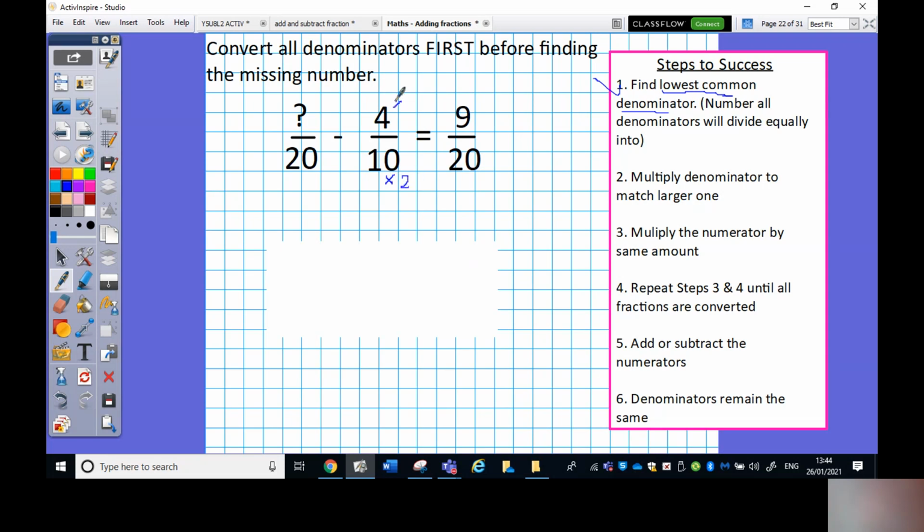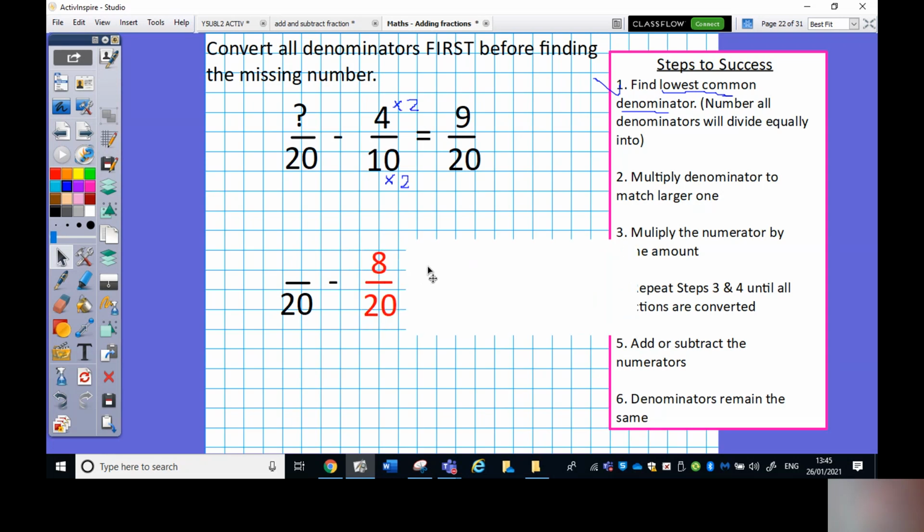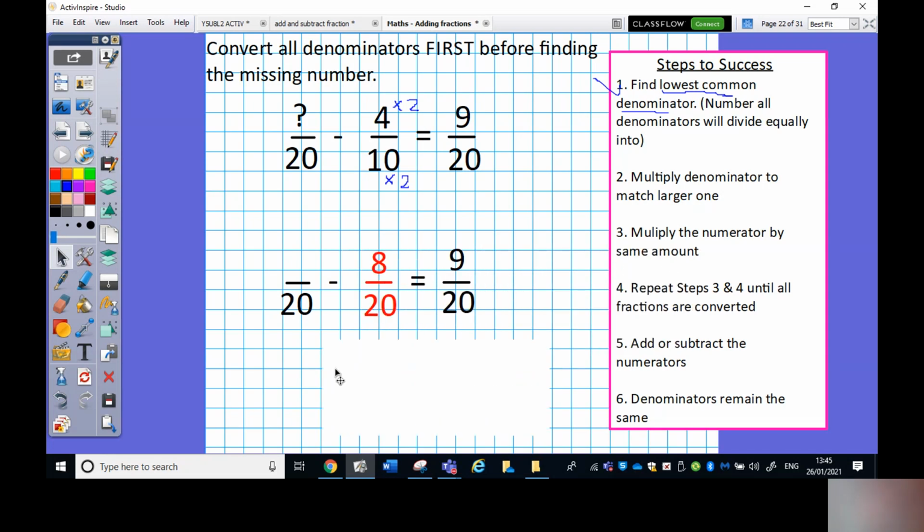So therefore I need to do what to my numerator? Good, I also need to multiply it by 2. So I'm going to write it out again. 20ths, take away 8 times 2, 4 times 2 equals 8, and 10 times 2 equals 20. So 8/20 equals 9/20. Okay, and I know I made that mistake earlier, so I've got to be super careful.